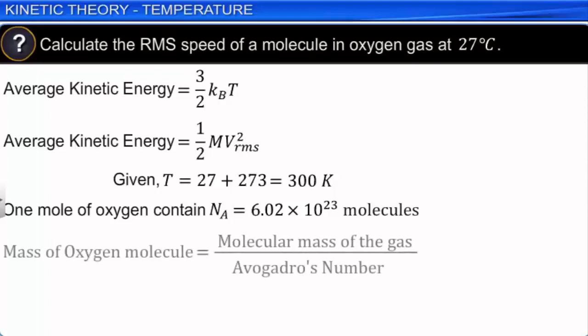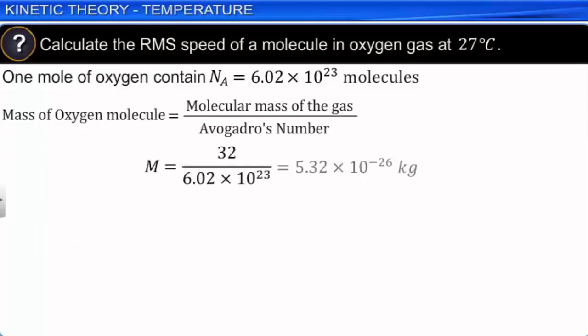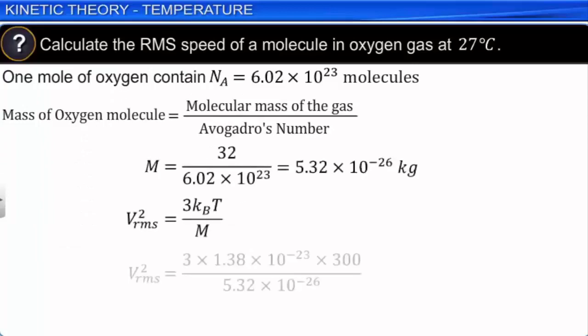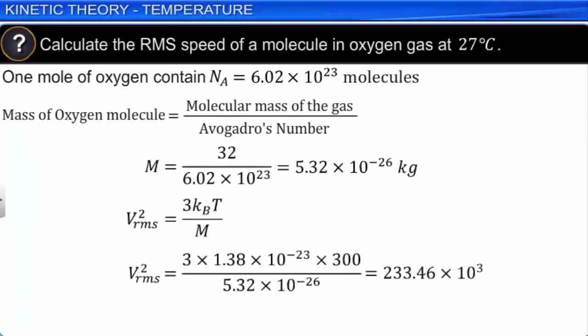The mass of an oxygen molecule is equal to the molecular mass of oxygen divided by Avogadro's number. By substituting all the known values in the given formulae and by equating the formulae of average kinetic energy, we will get the RMS speed of the oxygen molecule. The RMS speed of the molecule is 483.2 meters per second.